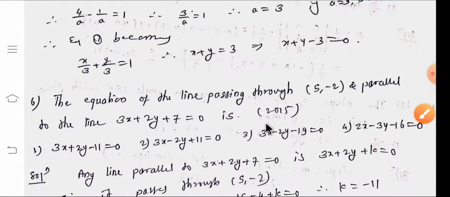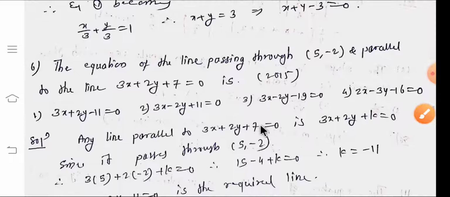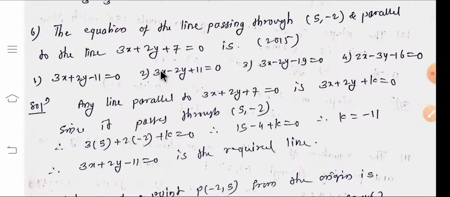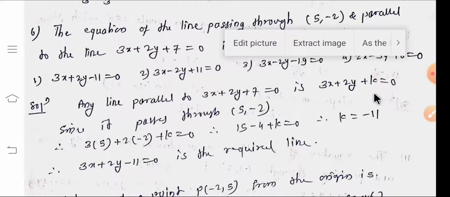Or the other method is, any line parallel to this line 3x plus 2y plus 7 is 3x plus 2y plus k equal to 0, take. Then substitute, since it passes through the point 5 comma minus 2, the given point, so put x equal to 5 and y equal to minus 2, then we get k equal to minus 11. So therefore the required line is 3x plus 2y minus 11 equal to 0. Here substitute k equal to minus 11, which is the solution.